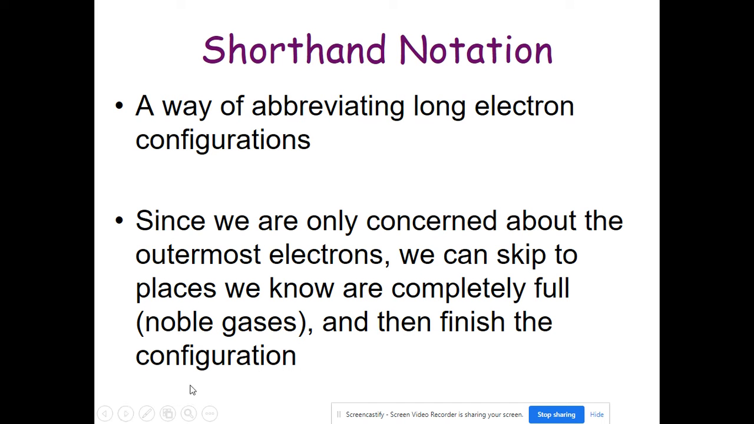A shorthand configuration is a way to abbreviate long electron configurations. We are typically only concerned about the valence electrons, the outermost electrons. So we skip to the places where we know that we have completely filled electron configurations. The core electrons are completely filled. Those are noble gases. And then we finish the configuration.